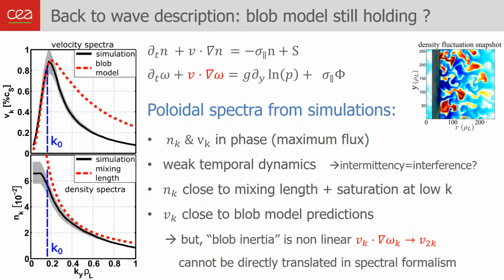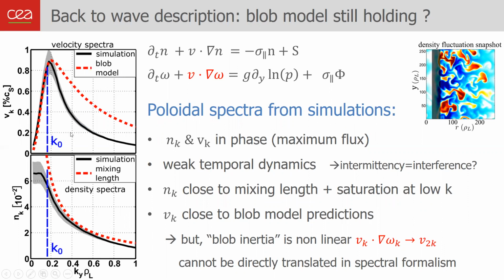So rather than blobs, maybe we can go back to a more standard approach, which is a wave description. So I recall here these two equations for density or pressure. Now I have explicited the transport terms. And what you can do from this is look at the poloidal spectra, because these are the poloidal modes that will create radial fluxes from drift.